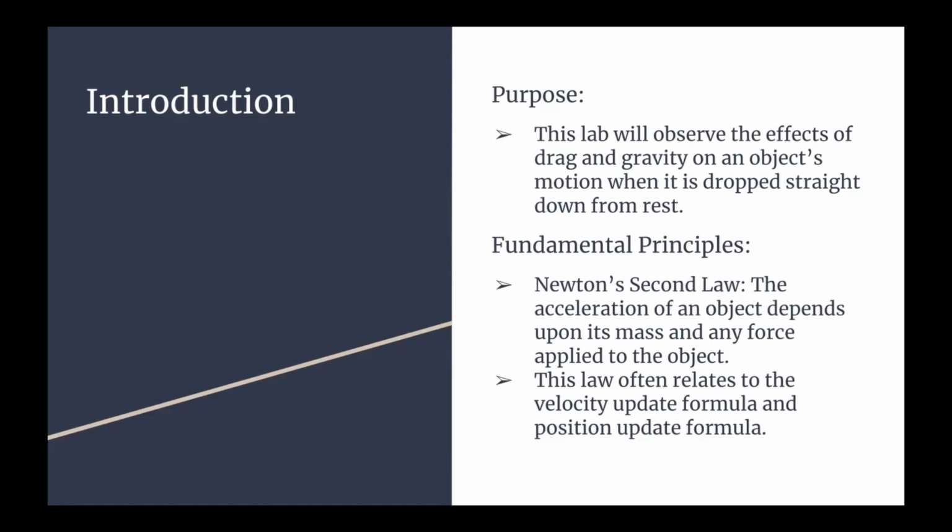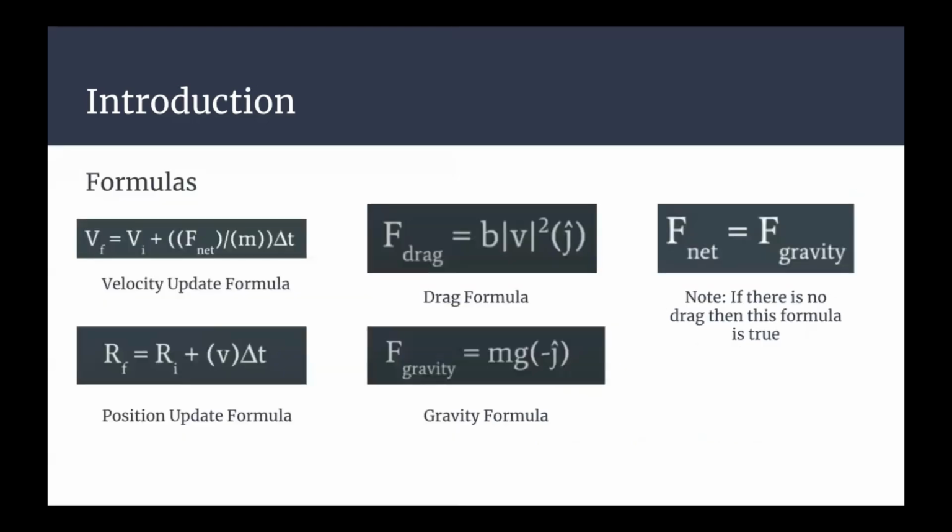The acceleration of an object depends upon its mass and any force applied to the object. This law often relates to the velocity update formula and the position update formula. Here are some of the formulas used in this experiment, namely the velocity update formula and position update formula that I mentioned before, as well as the drag formula and the gravity formula to calculate those forces. And it is important to note that the net force is equal to the force of gravity if there is no drag.